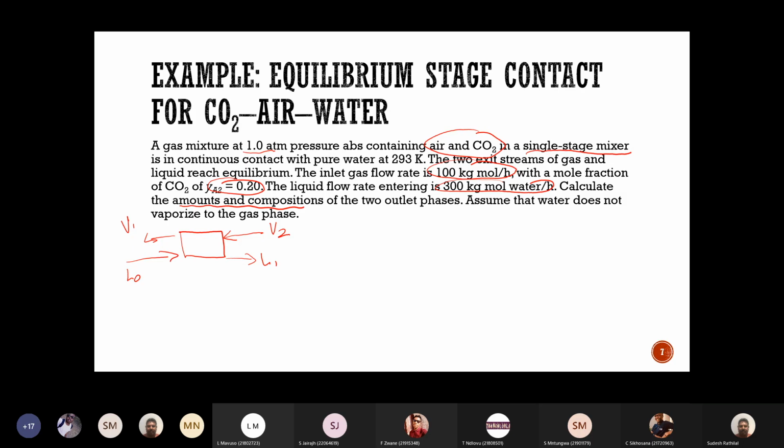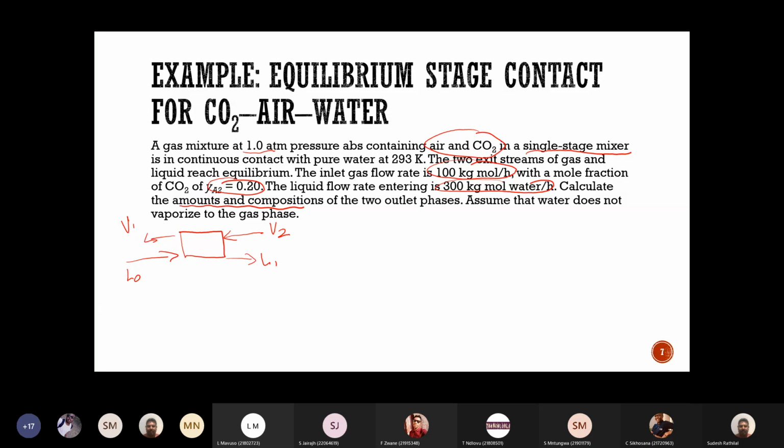What's very important here as well is that the flow rates are given to us in moles per hour. So it is a molar flow rate. And remember, we said that when we're working with absorption and later on with distillation, we always use a mole basis. So in this particular example, we don't need any conversion because it is already in the molar basis.